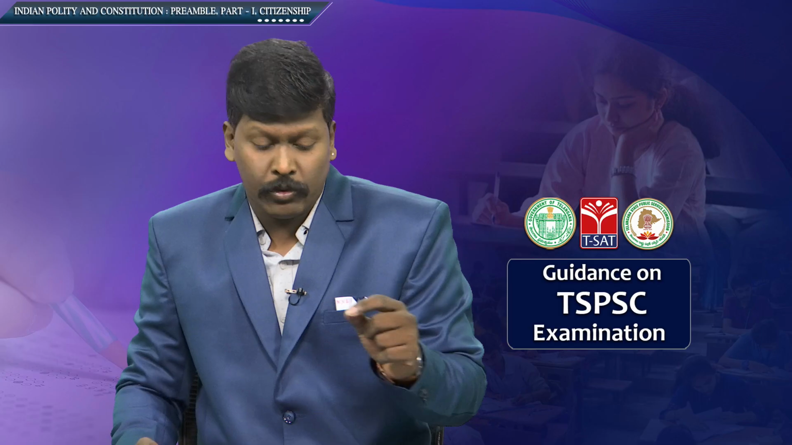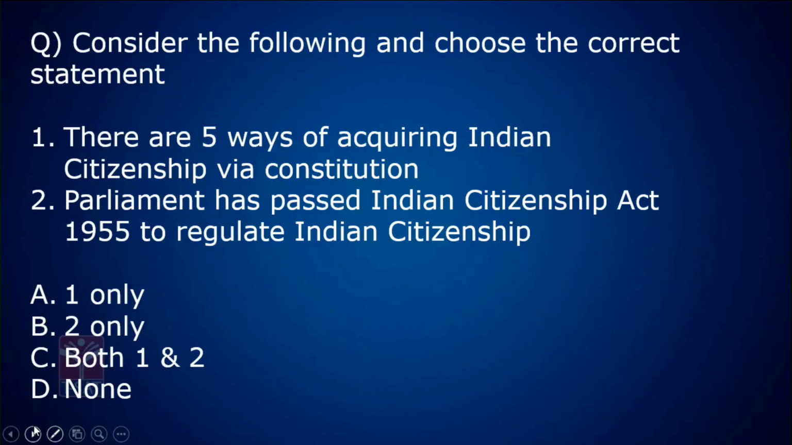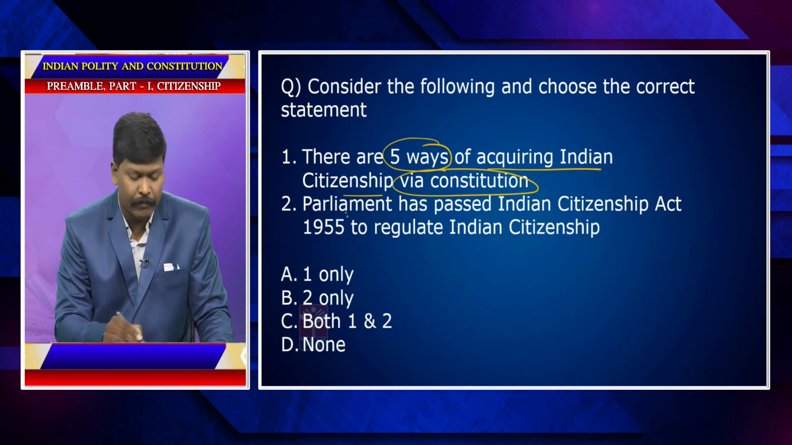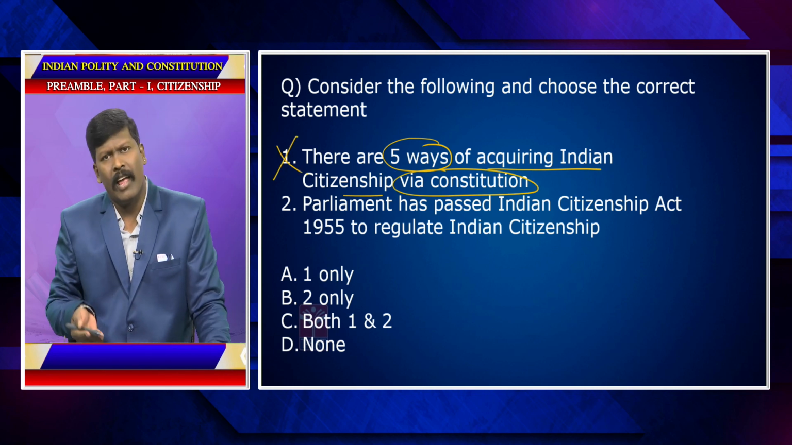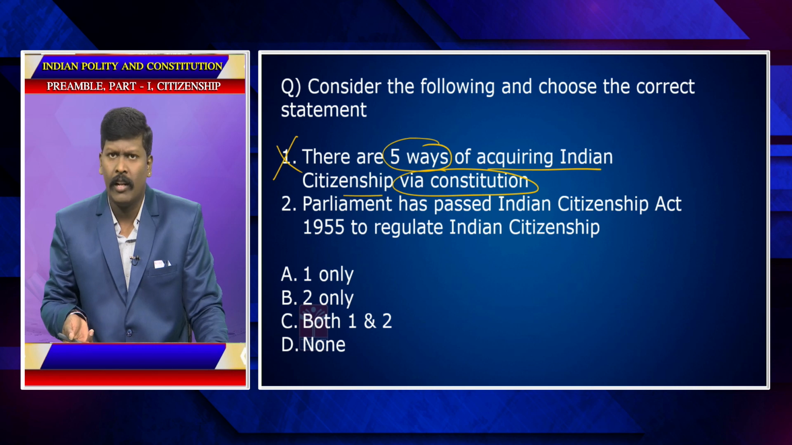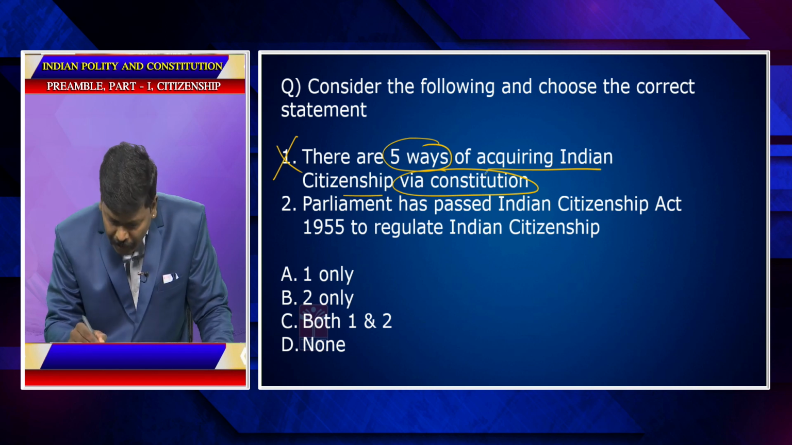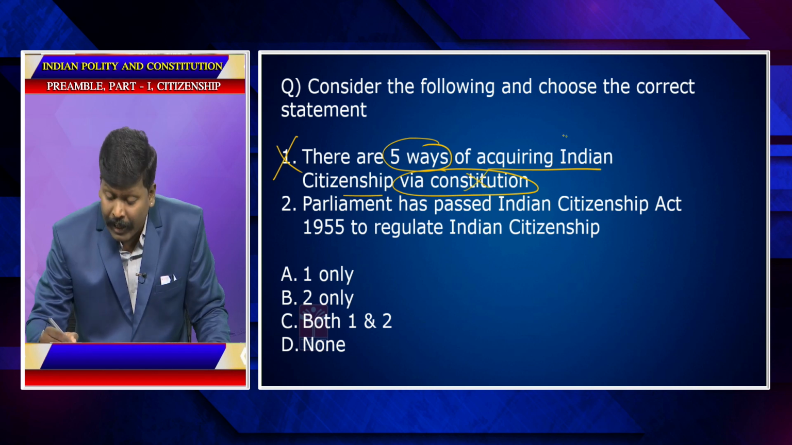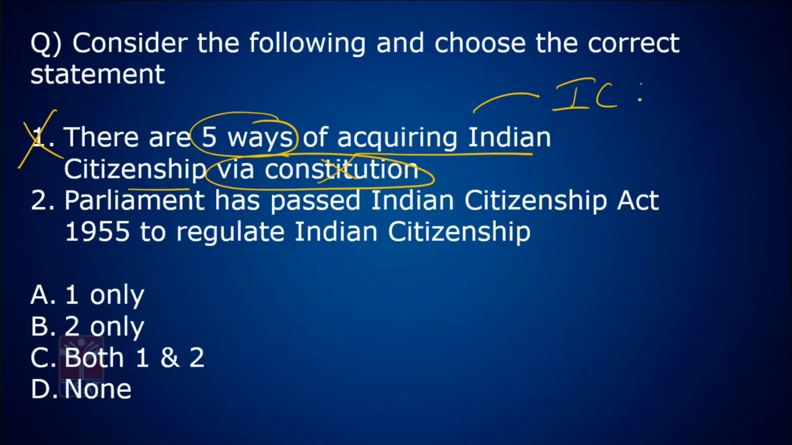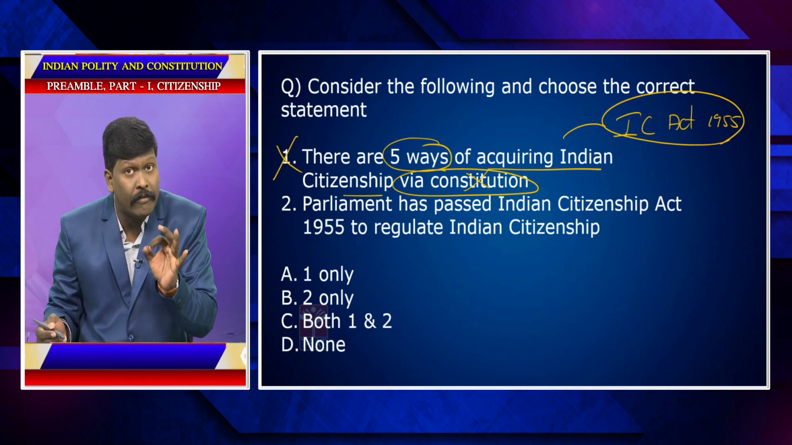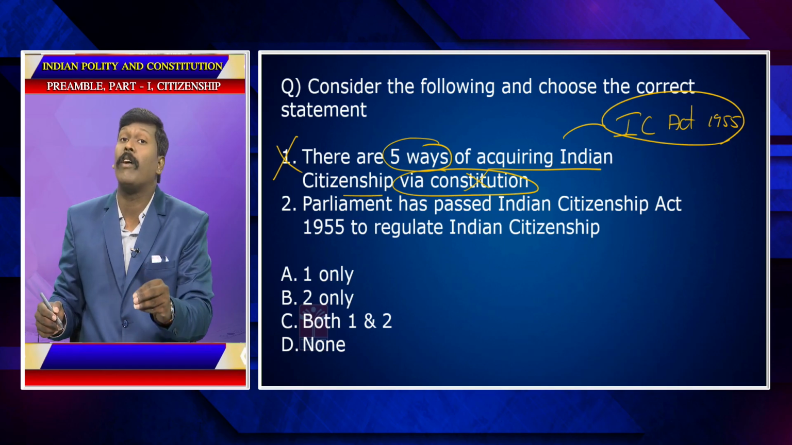Next question. So, yeah, look at this last question. Consider the following and choose the correct statement. There are 5 ways of acquiring Indian citizenship via Constitution. Absolutely wrong. Sir, I have read 5 ways only. Correct. It is 5 ways only, but not according to the Constitution of India. It is according to the Indian Citizenship Act of 1955. According to the Indian Citizenship Act of 1955, there are 5 ways of acquiring Indian citizenship.